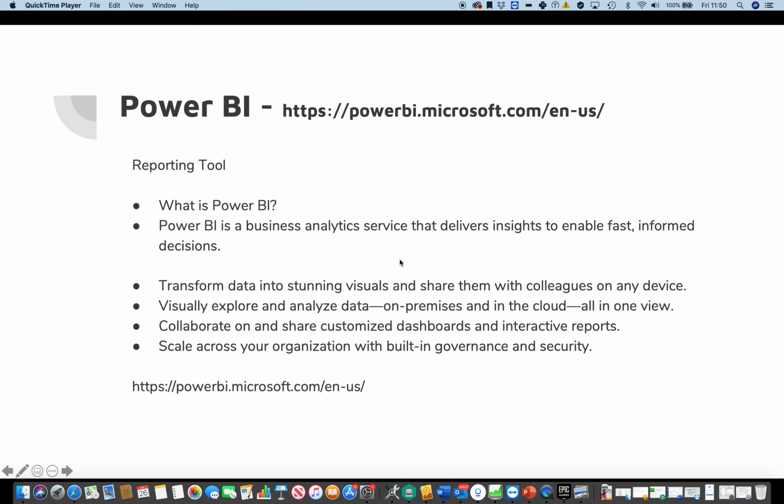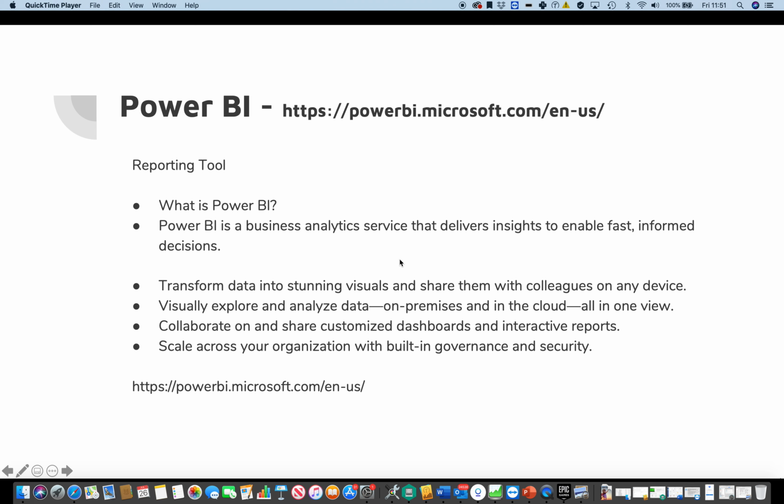Today we're looking at Power BI. It's a reporting tool. What is Power BI? Power BI is a business analytics service that delivers insights to enable fast, informed decisions, transforms data into stunning visuals and shares them with your colleagues on any device.